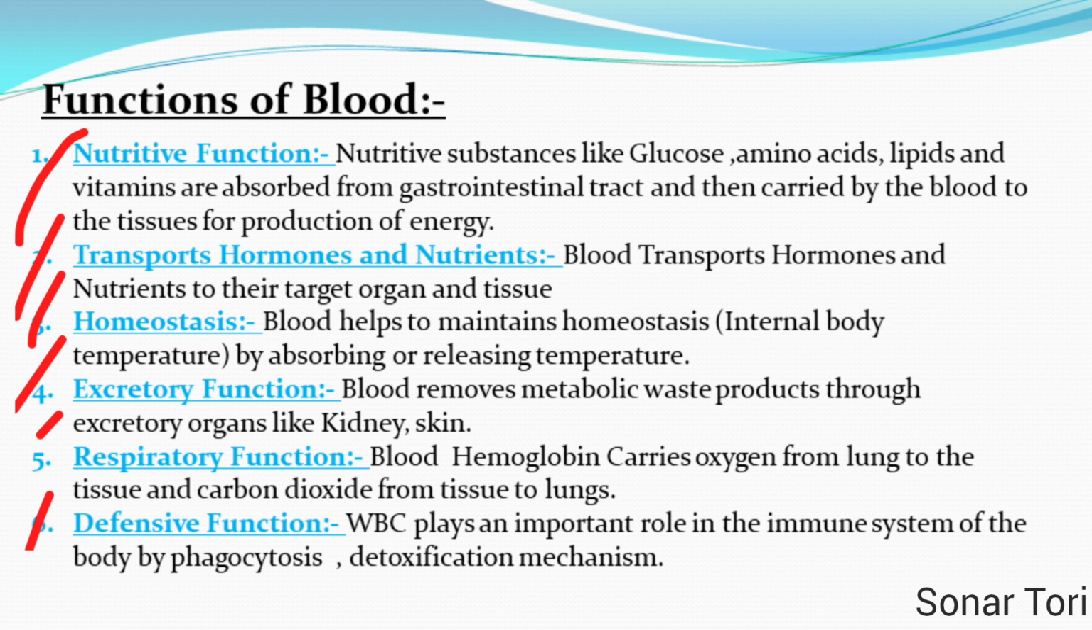4. Excretory function. Blood removes the metabolic waste products produced by different metabolic reactions, through the excretory organs like kidney and skin. 5. Respiratory function. Blood hemoglobin carries oxygen from the lungs to the tissues and carbon dioxide from the tissues to the lungs and it is removed from the body. 6. Defensive function. WBC plays an important role in the immune system of the body by phagocytosis or detoxification mechanism.